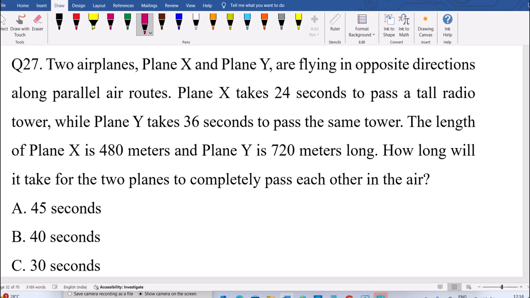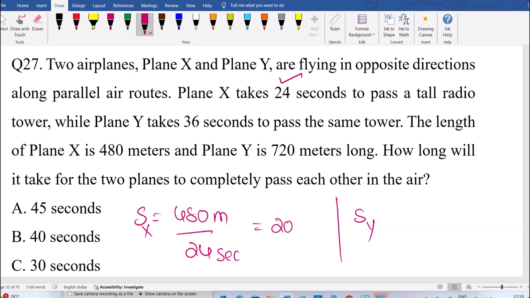Now what is speed? Speed is distance by time. Speed of train X, speed of train Y. Distance: when a train is crossing the pole, the pole length is negligible. We should consider only the train length. Here, plane X length is 480 and plane X takes 24 seconds. Speed is distance by time: 480 meters in 24 seconds, which is 20 meters per second.